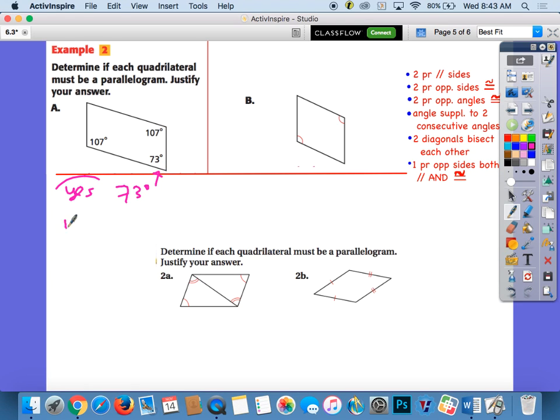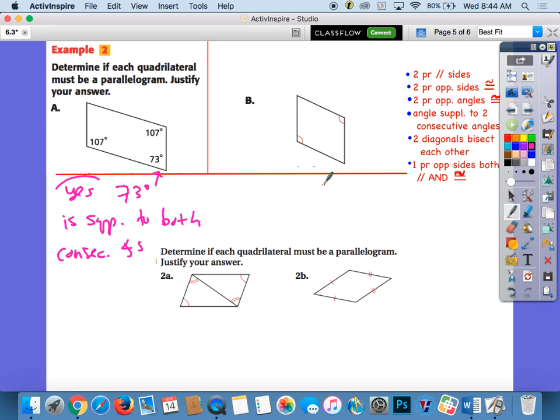73 degrees is supplementary to both consecutive angles. All right, consecutive angles are supplementary.